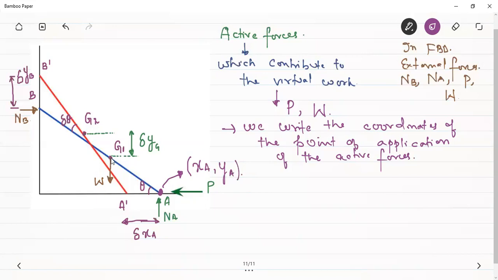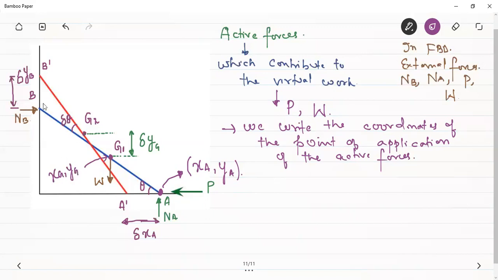And here, this is an active force. There is an active force, weight. Let me denote this coordinate by xg, yg. Okay, so these are the coordinates of those points where the active forces are acting.